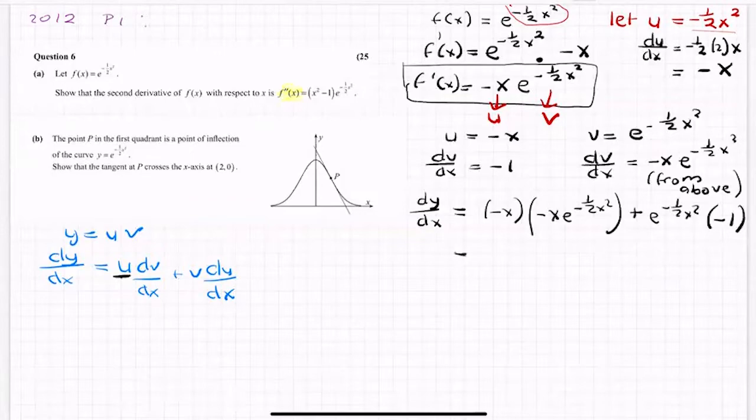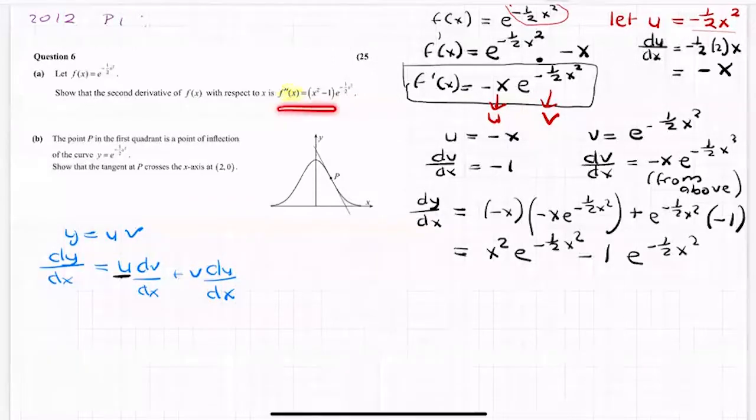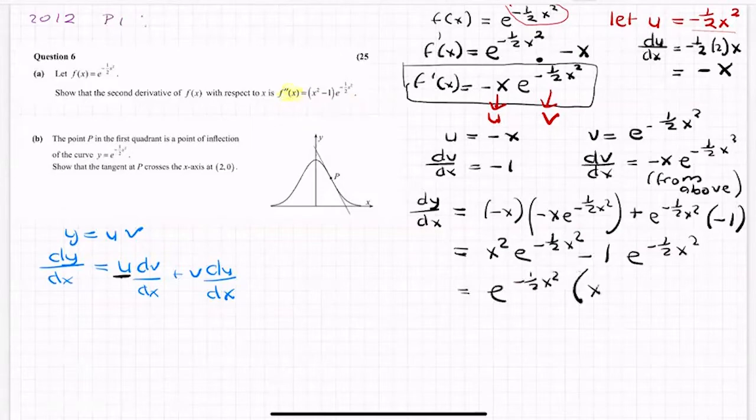So let's tidy that up. I have minus x by minus x, so that's going to be x squared e to the minus a half x squared, minus 1 e to the minus a half x squared. Okay, that looks good. I could factor out the e to the minus a half x squared. That's definitely doable. Let's look up at our answer though to see how they want it. Yeah, they want us to factor out the e to the minus a half x squared. So e to the minus a half x squared, factor that out and I get x squared minus 1.